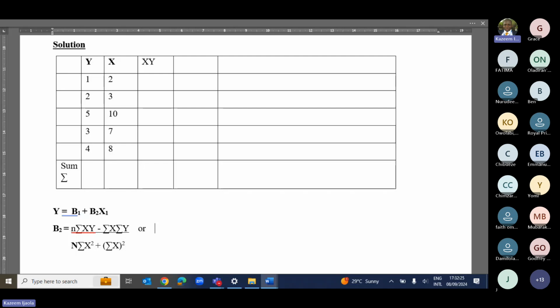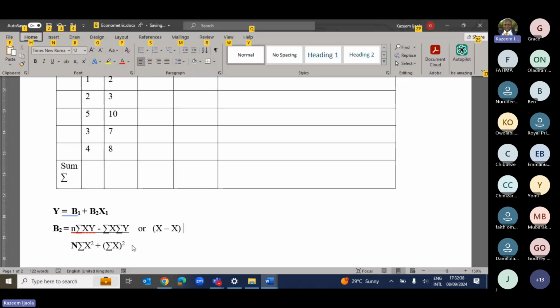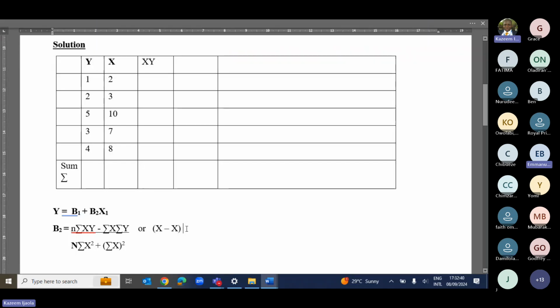Call it for me, please. x minus x bar. My x minus x bar, bracket y minus y bar. Don't worry, I will put the bar later.